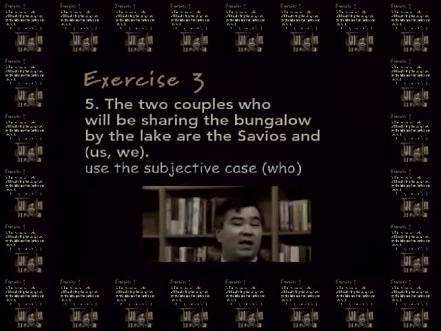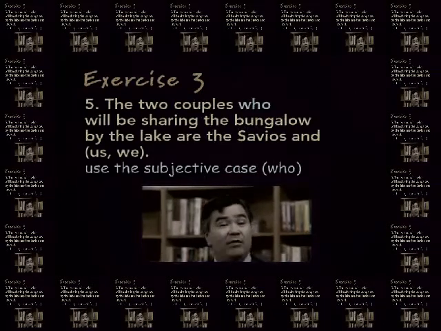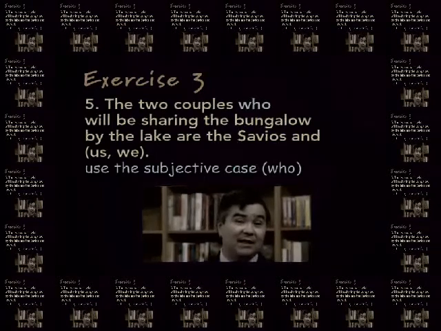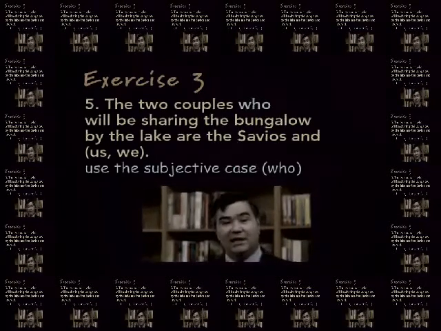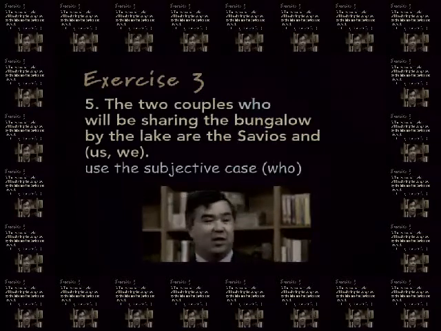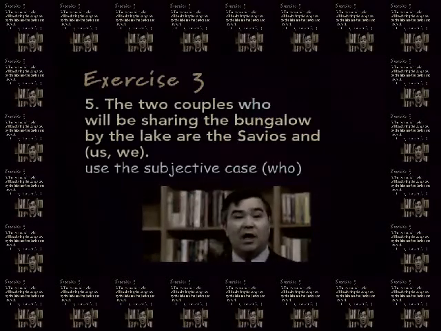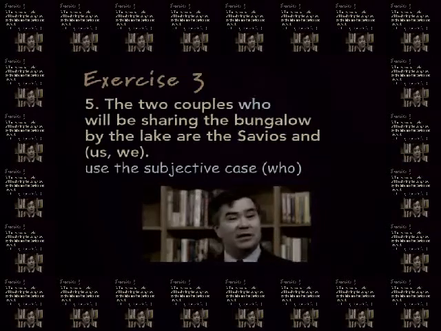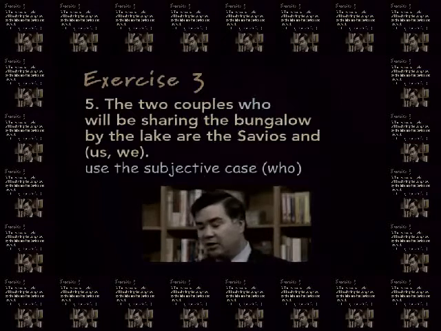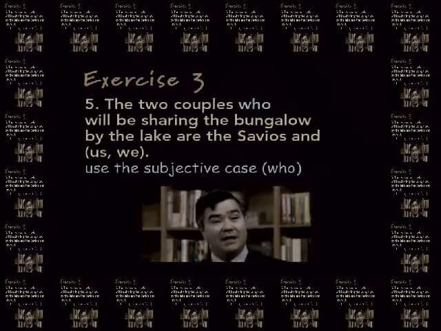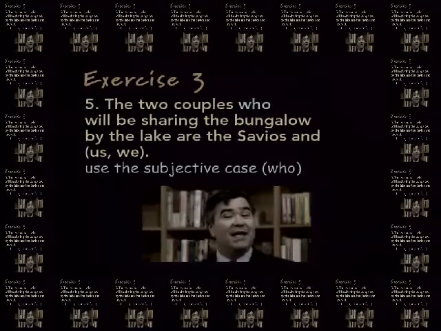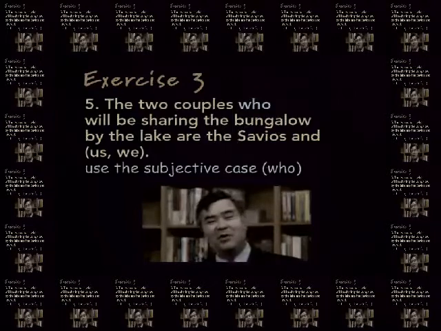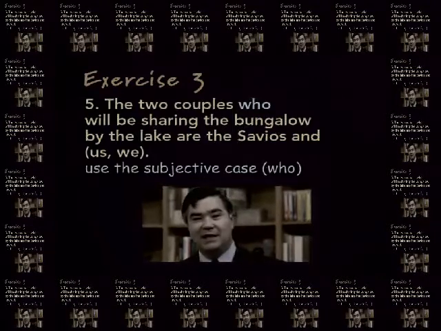Now, remember that when you have a verb of being, what follows may be a subject complement. And that's what we have in this case. The verb of being is the verb are. And the sentence as a whole is saying that the two couples, blah, blah, blah, are the Savios and us or we. So the two couples, that's the subject of the independent clause. Are is the verb, and the Savios and us or we is the subject complement. That is, giving further information about the two couples who are mentioned way back at the beginning of the sentence.